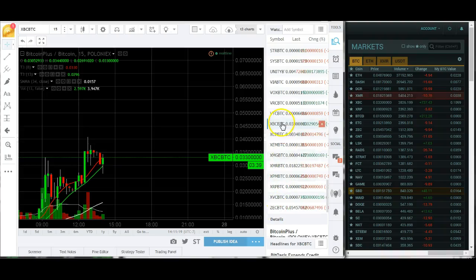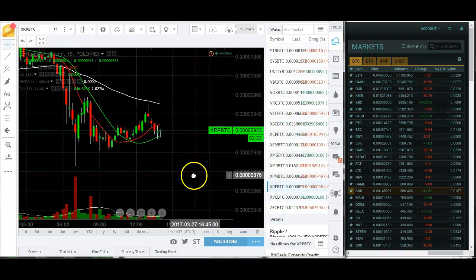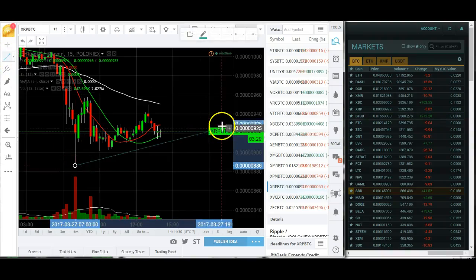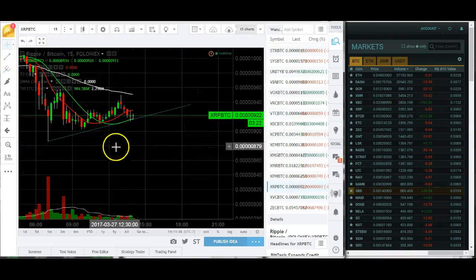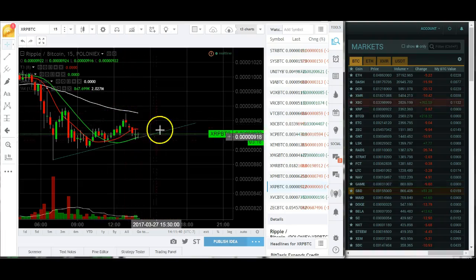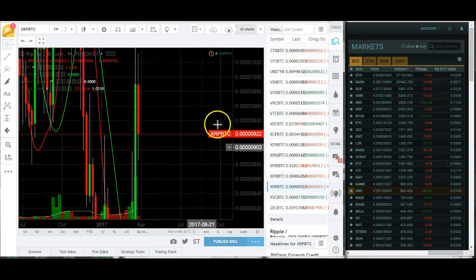XRP. Okay, so I got lower highs and higher lows, and you can see the trend coming down as resistance, making this a nice pattern between support and resistance. So it's got to bounce here off of support. Let's start off with the weekly.